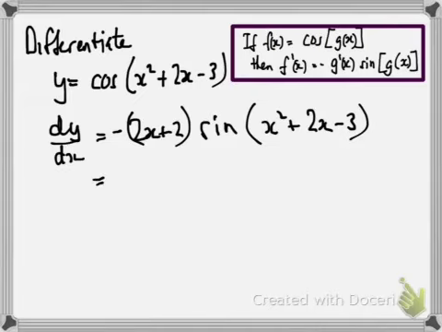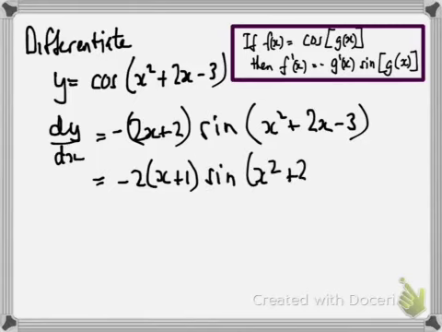Last step here is to factorise the bracket on the outside. So we take 2 out, and if we do that, we get negative 2 outside of (x plus 1), sine (x squared plus 2x minus 3). Once again, there's the same rule. Cos changes to negative sine, so cos to negative sine, there's the negative. Derivative of the bracket goes out the front, bracket stays the same.